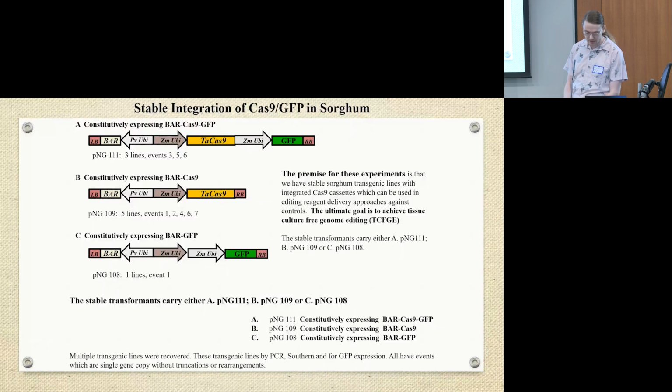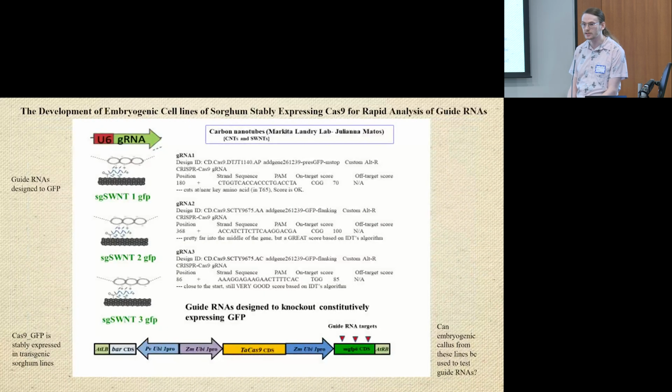Now, for delivering these guides, we've been using something called single-walled nanotubes, or SWNTs. And these can carry either DNA or RNA on the outside of them as their cargo. And so for us, obviously, that is guide RNAs, and we are testing this against the GFP. We had, I think, 3 guides designed. We've been testing 2 of them.